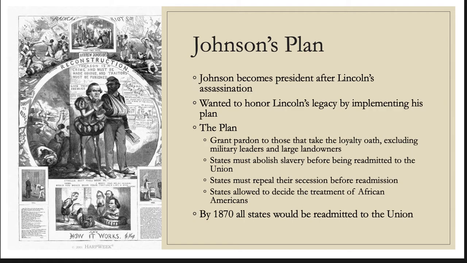Under Johnson's plan, the worst part about Lincoln's plan is included: states get to decide on the treatment of African Americans. By 1870, all states are going to be readmitted to the Union. So it only takes a few short years to get everyone back to the Union. But in that process, it's still going to be a big, huge mess.